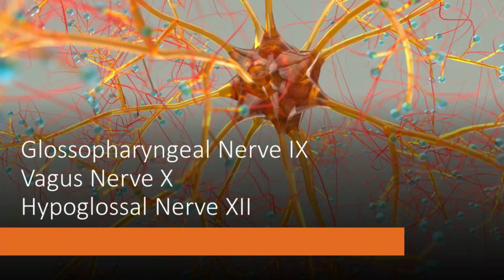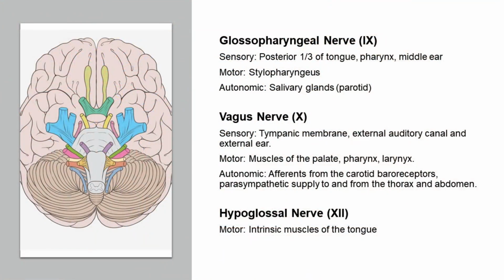In this video, we'll be going over the exam for the glossopharyngeal nerve, as well as the vagus nerve and the hypoglossal nerve. The glossopharyngeal nerve, cranial nerve 9, sends sensory to the posterior one-third of the tongue, as well as the pharynx and middle ear, motor to the stylopharyngeus, and autonomic to the parotid salivary gland.